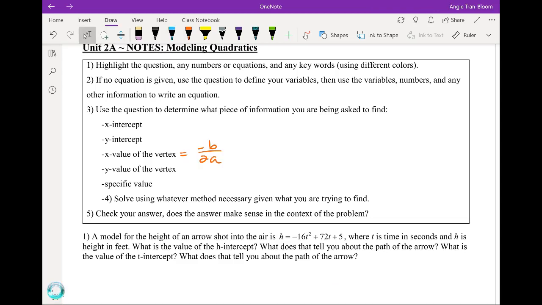Once you have the x coordinate of the vertex, how do you get the y coordinate of the vertex? Plug x in. Okay. And then they may ask you for a particular value. Hannah, can you help me read number 4, please? Okay. Maggie, number 4? Solve using whatever method necessary given what you are trying.